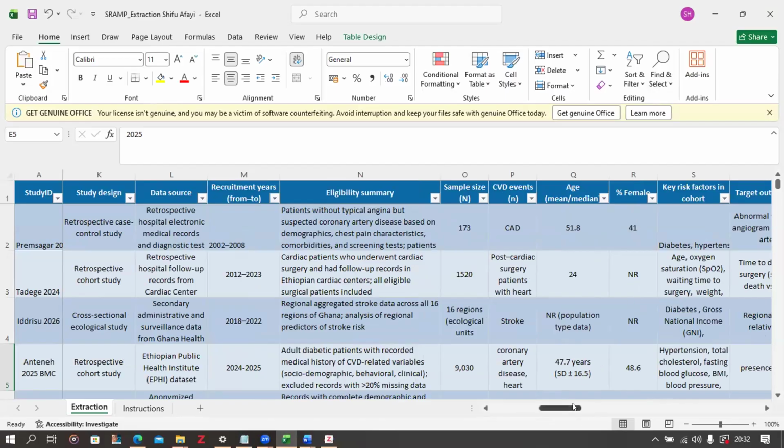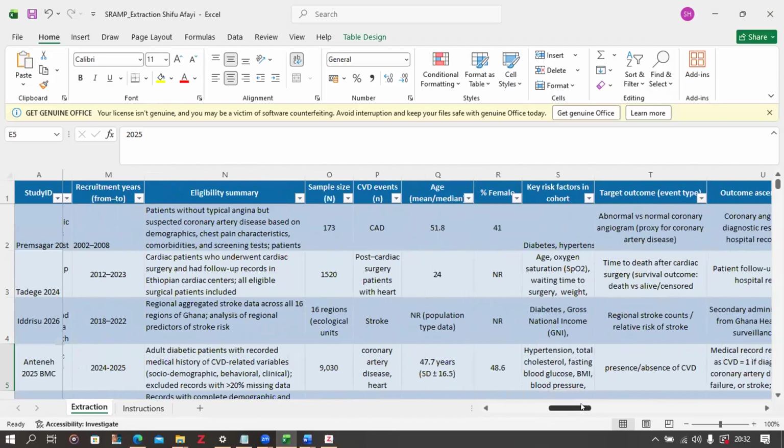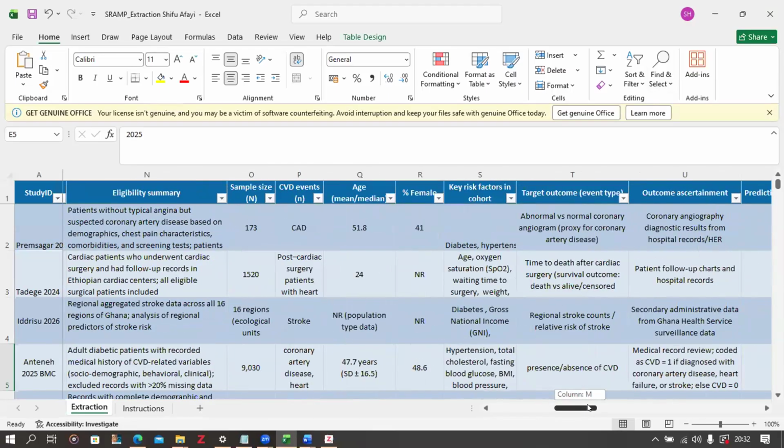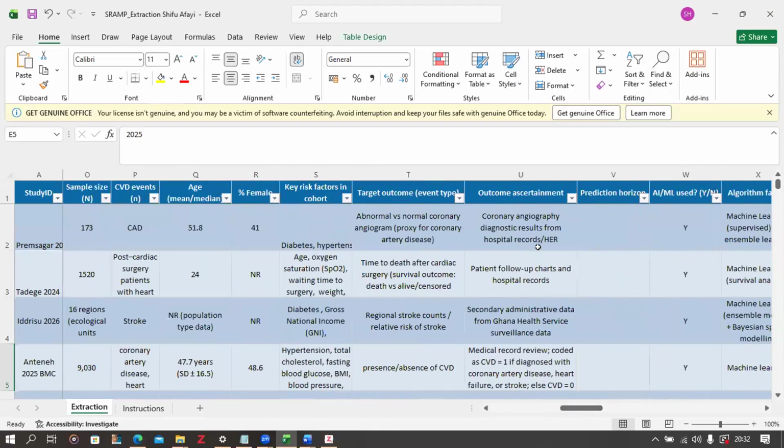So here is my percentage, the key risk factors. I got them directly. Target outcome, most of the papers reported their target outcome directly. Then outcome ascertainment: most papers equally reported how they made sure that the information they had was accurate. Then there is the prediction horizon. I didn't understand that, that's why I did not include it.